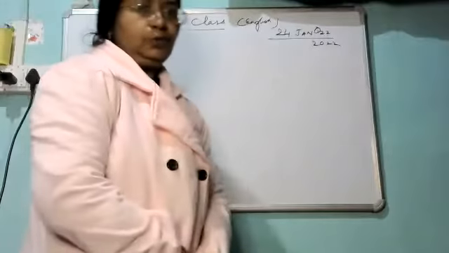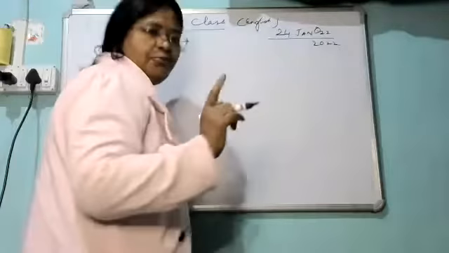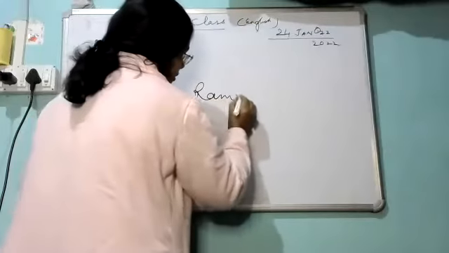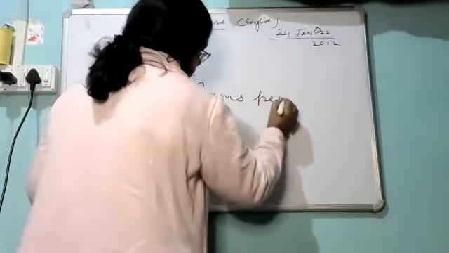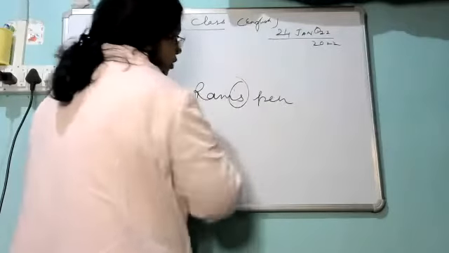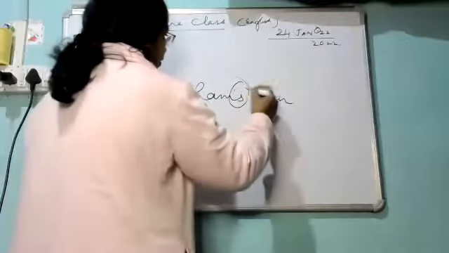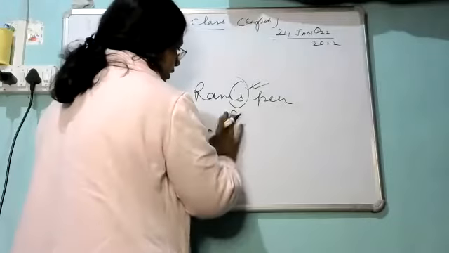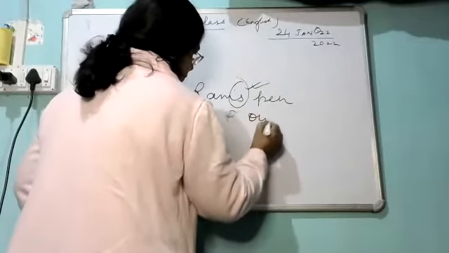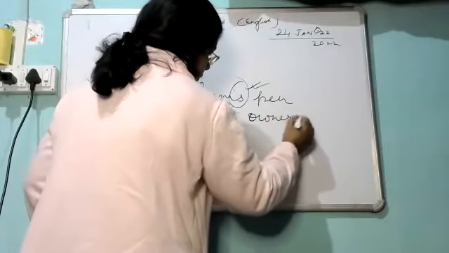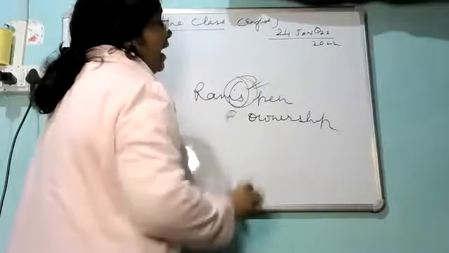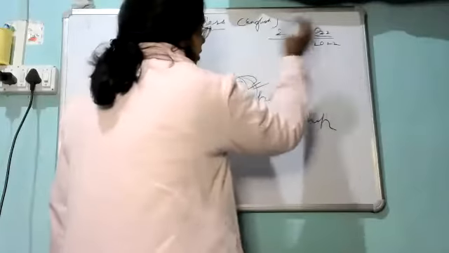Apostrophe. No, apostrophe. There is a difference. Apostrophe means Ram's pen. This apostrophe shows possession. Understood? This is showing ownership. This is apostrophe and this is contraction.